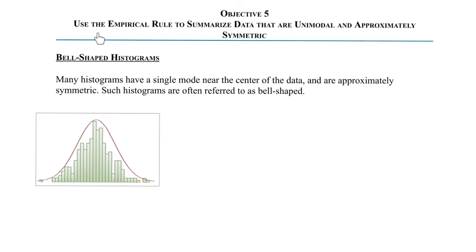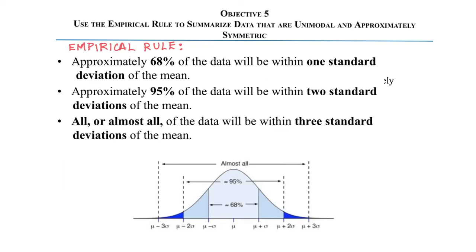Objective 5: use the empirical rule to summarize data that are unimodal and approximately symmetric. Many histograms have a single mode near the center of the data and are approximately symmetric. Such histograms are often referred to as bell-shaped. So, this is a bell-shaped histogram. When a data set has a bell-shaped histogram, it is often possible to use the standard deviation to provide an approximate description of the data using a rule known as the empirical rule.